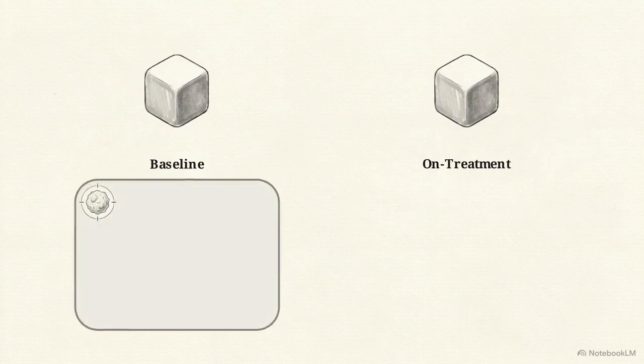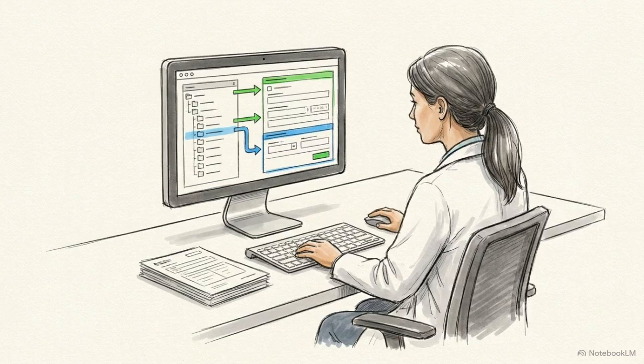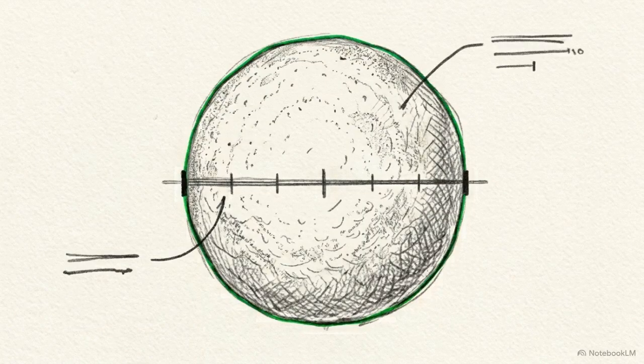The baseline captures the initial state, lesion IDs, locations, and baseline measurements. Next, on-treatment chronologically tracks measurement updates, changes, and assessment dates. This modular approach reduces the cognitive load on site users and ensures the logic pathways required for response derivation remain intact. Let's focus strictly on the rules for target lesions.